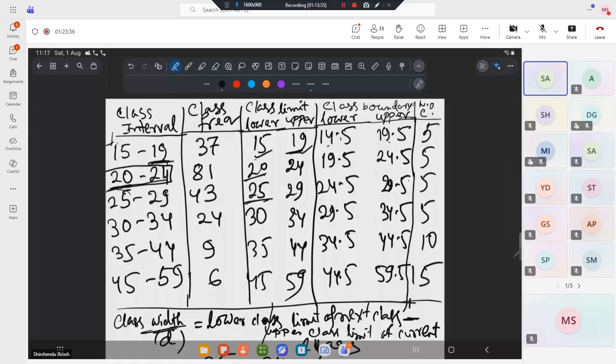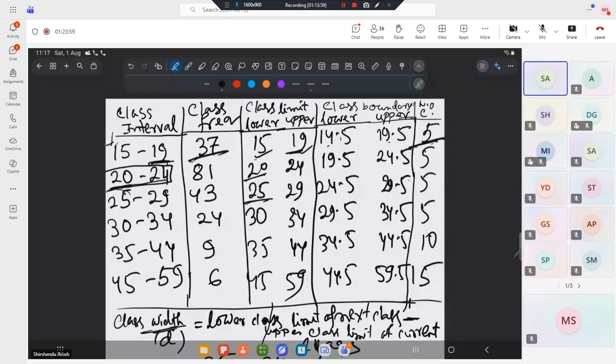So if you need to find out the width of the class for these cases, just find out the upper class boundary minus the lower class boundary, whatever numbers are coming. This is basically the width of the class. Now to find out the frequency density, what you have to do is find this individual class frequency divided by this width of the class for each and every case.